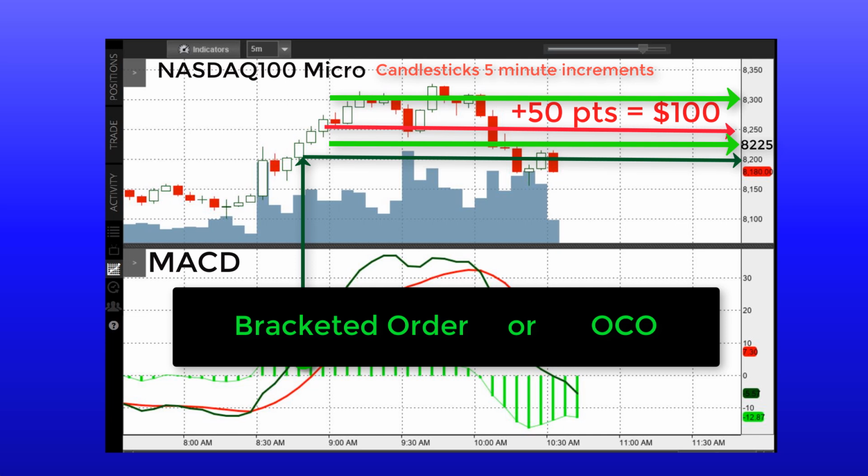Now, when either the upper or lower bracket is executed, the other order is automatically canceled and you're out of the trade completely clean. And you either make $50 or you make $200, depending on whether the upper or lower bracketed order, also known as OCO, one cancels the other, has been executed.